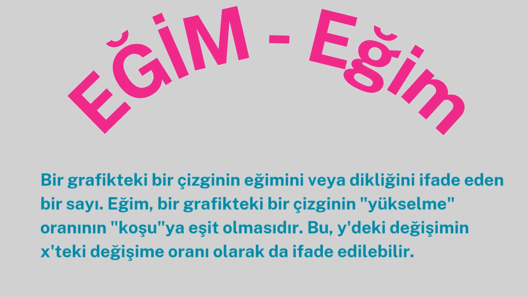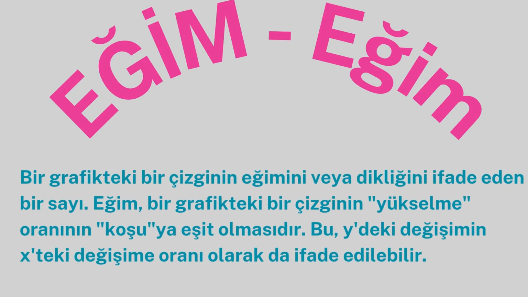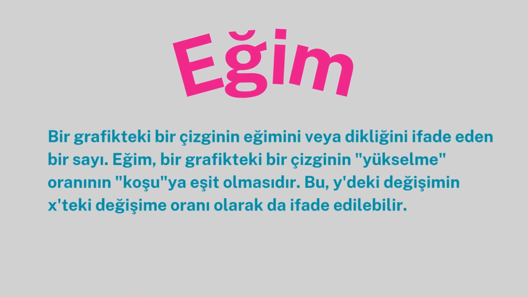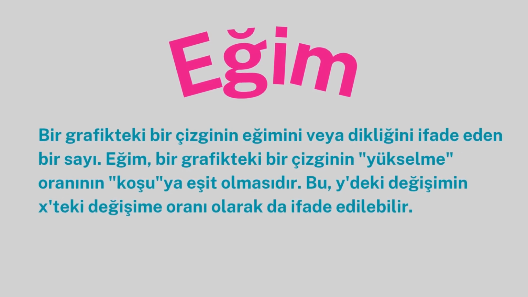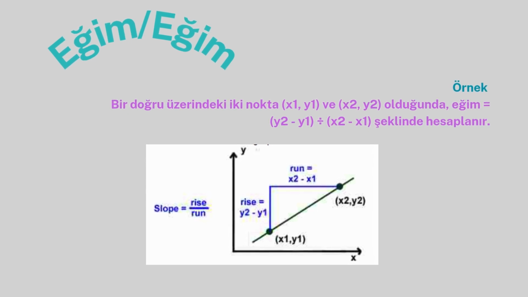Gradient. Slope. A number that indicates the incline or steepness of a line on a graph. Slope equals the rise over the run of a line on a graph. This can also be written as the change in y over the change in x.